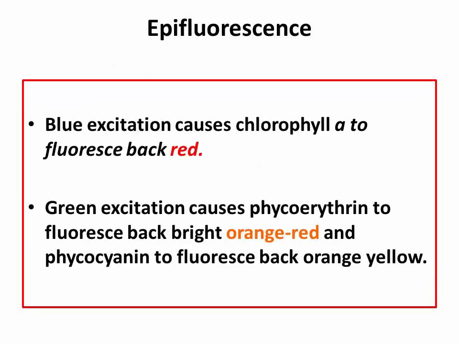So here, for example, blue excitation causes chlorophyll to fluoresce back red, so you can actually distinguish algae from other round things in the sample. Green excitation causes phycoerythrins to fluoresce back bright orange-red, and phycocyanin to fluoresce back orange-yellow. So that's how you would distinguish, because only the cyanobacteria have those phycobilisomes and the phycocyanin and phycoerythrin pigmentation.